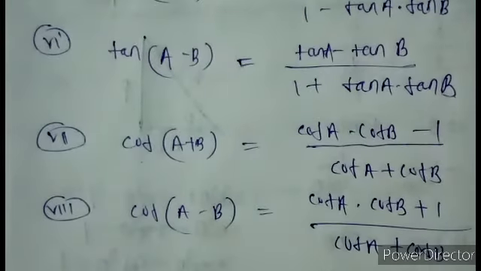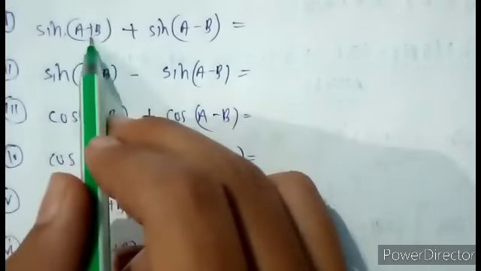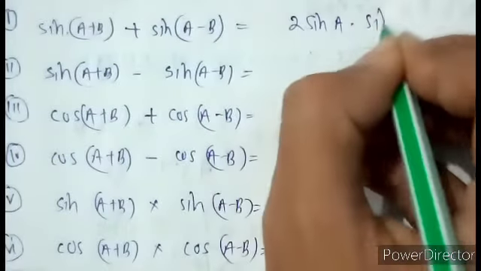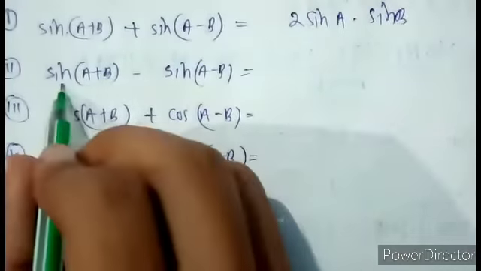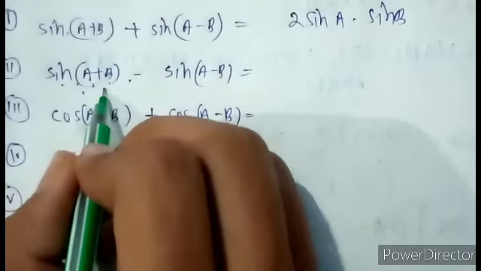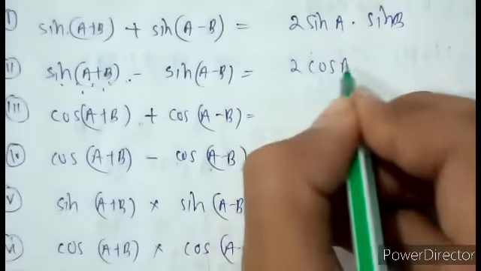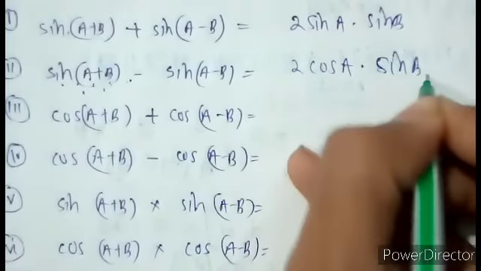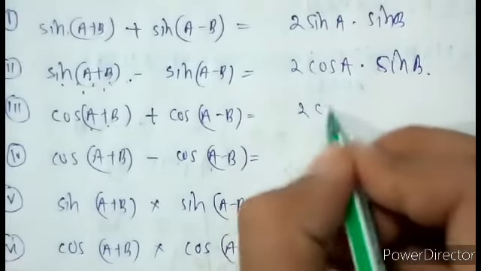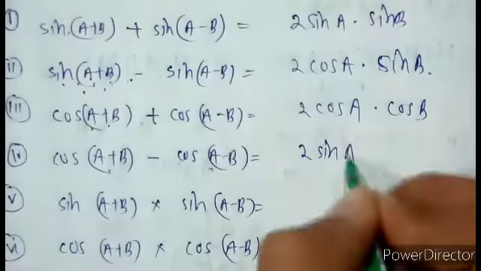Here come to the formula sin(A+B) plus sin(A−B). We know that sin A cos B plus cos A sin B, so the formula is 2 sin A cos B. Then sin(A+B) minus sin(A−B) is 2 cos A sin B. Then cos(A+B) plus cos(A−B) is 2 cos A cos B. Then cos(A−B) minus cos(A+B) is 2 sin A sin B.